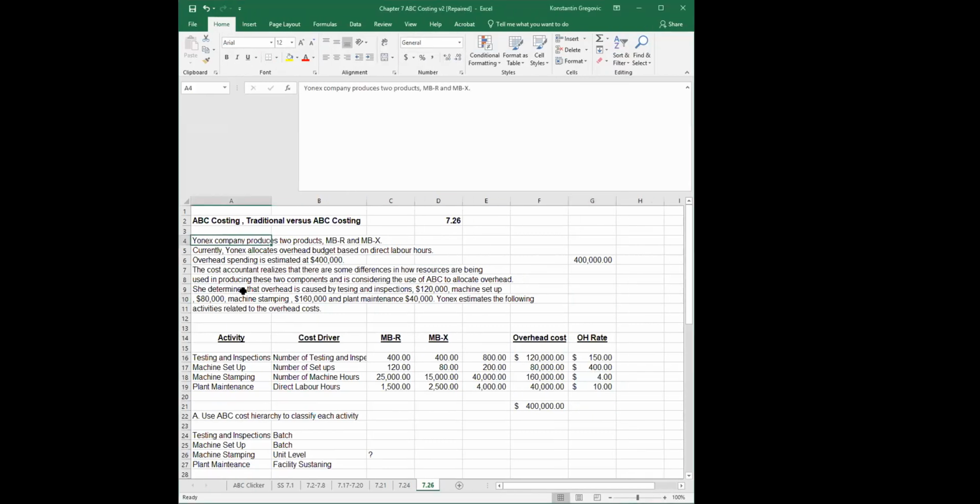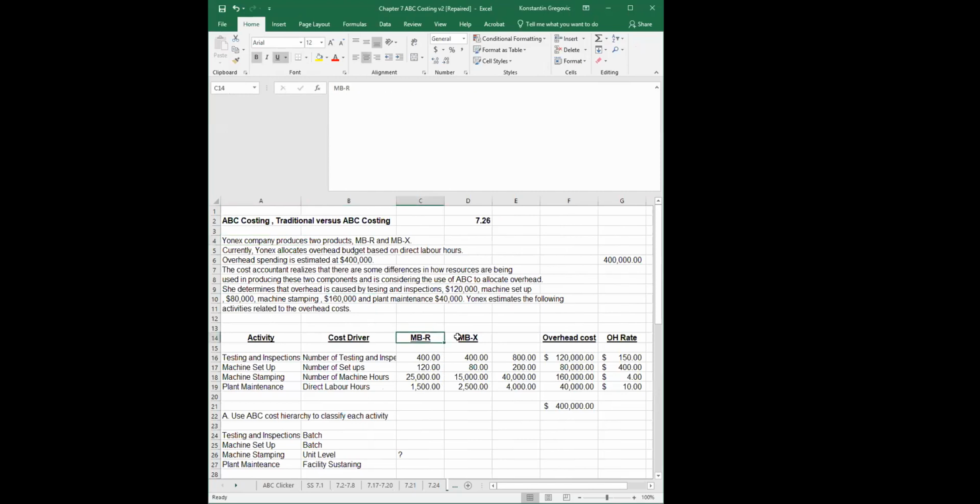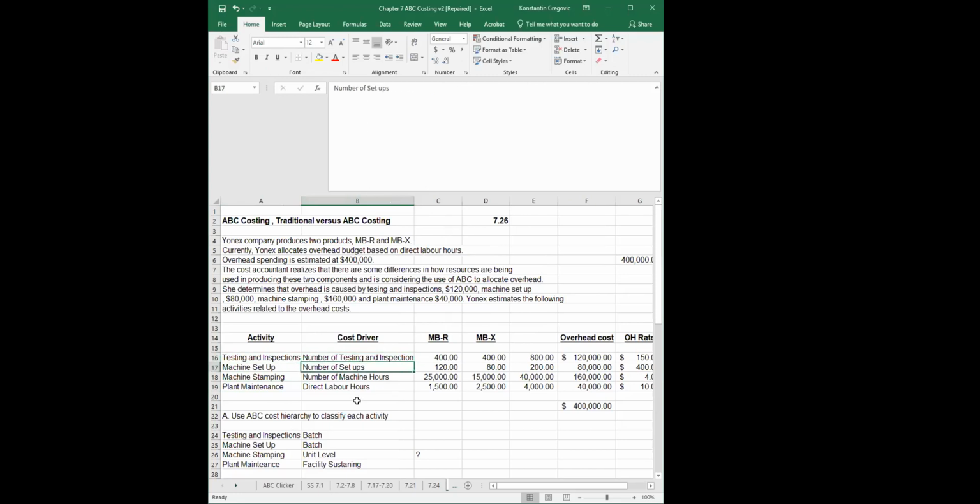Okay, so let's just quickly run through this. All right. So basically the question, two products, MBR, MBX. So our activity levels are set up. It's given to you in the question. Testing inspections, machine setup, machine stamping, plant maintenance. Then they give you the cost drivers, number of testing and inspection, number of setups, number of machine hours, direct labor. And then they break it down by product. So you got 400 for MBR, 400 for MBX, 120 and 80, and so on.